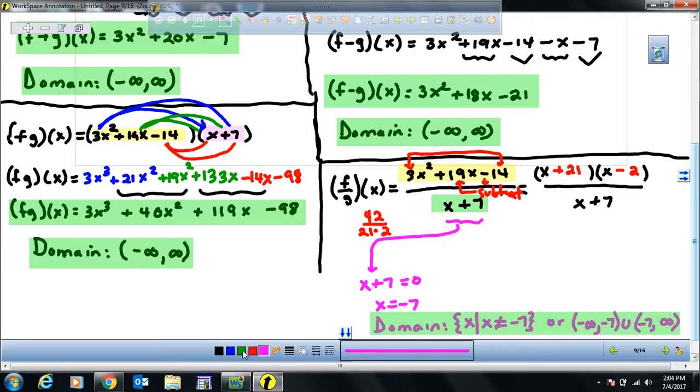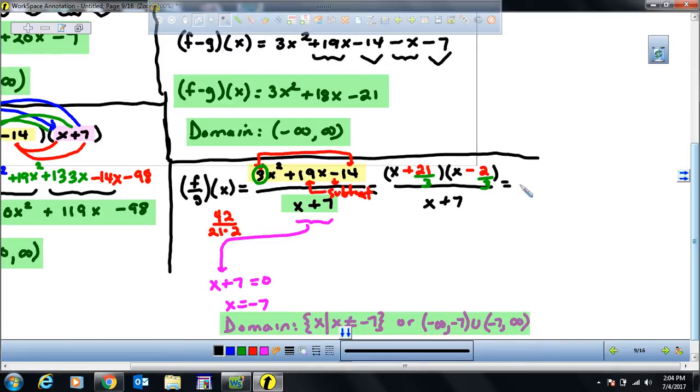But remember, this is not it, because we have a 3 in front of the x squared. What does it mean? That we have to divide both of them by 3. So if I divide the first one by 3, I'm going to write it on the side. The first one is going to give me x plus 7, but the second one we cannot divide by 3, so we're going to move the 3 in front of the x. So it's going to give us 3x minus 2, everything over x plus 7.